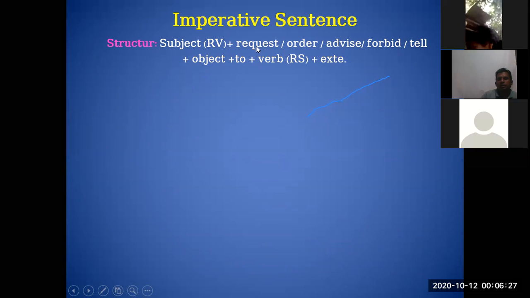Here, the reporting verbs are in present form. But if the reporting verb of the direct narration is in the past form, then we put requested, ordered, advised, forbade, told, etc., plus object, plus to, plus verb, plus extension.